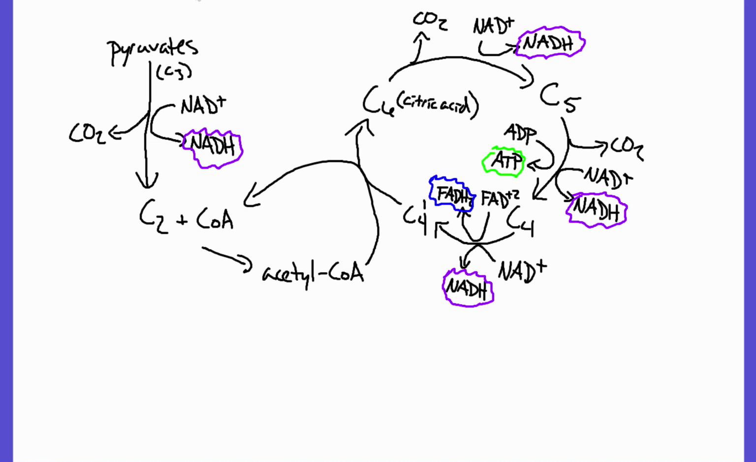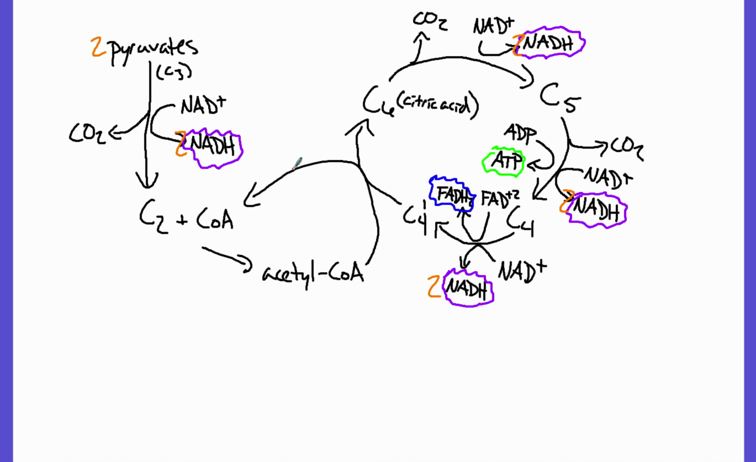I'm going to go ahead and use a different color here so I can keep track of everything. So I technically have two pyruvates, so I'm going to have two NADHs made here, two NADH made here, two NADH made here, two NADH made here, plus the two that were in my glycolysis picture. So at the end of the day, when I'm talking NADH, I have 5 times 2. I have 10 NADH molecules that I can use at this point, right?